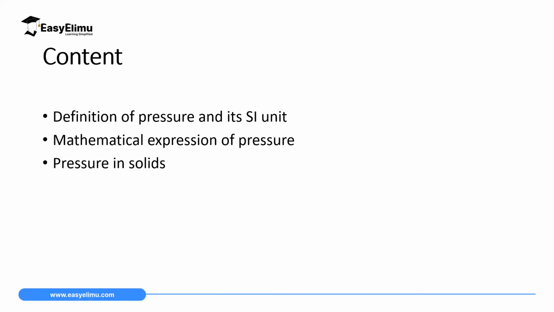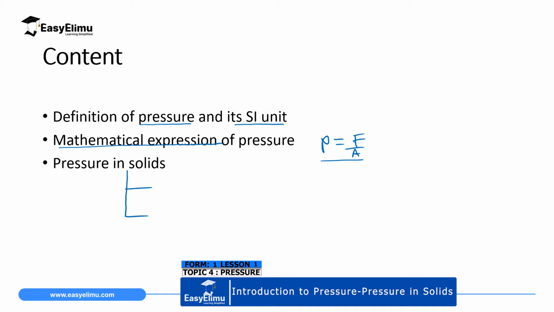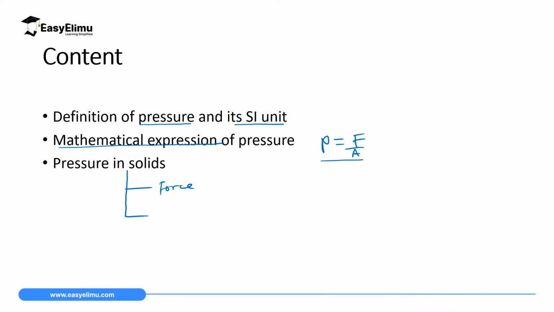By the end of this lesson, I expect you to be able to define pressure and state its SI unit, and then derive a mathematical expression of pressure, which we are going to find as pressure is equal to force over area. Then finally, calculate pressure in solids, and state the factors affecting pressure in solids, which are force as the first factor, and area as the second factor.